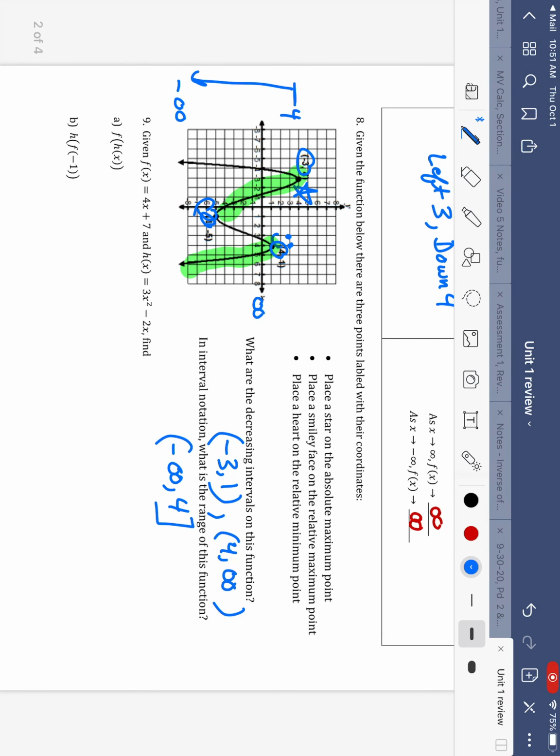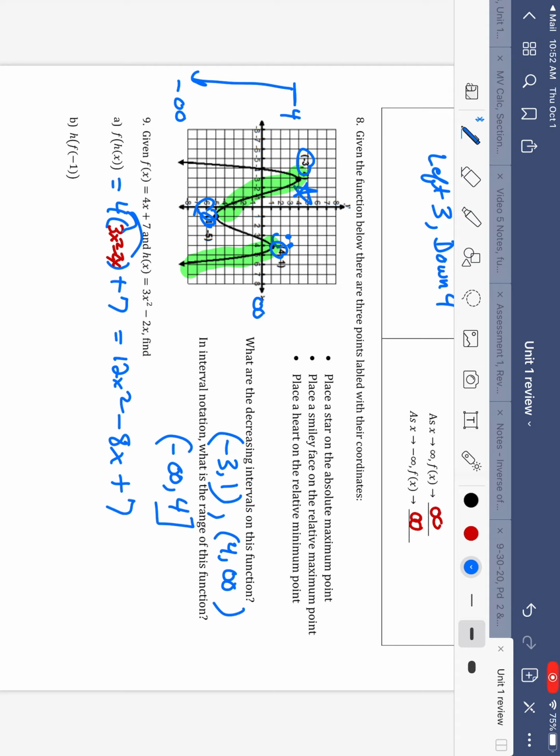Given these two functions, find these two things, f of h of x. So remember, if I'm doing f of h of x, f is the boss. So I'm going to write down 4 times something plus 7. And in that x space, I'm going to put h of x, so 3x squared minus 2x. All right, so now all I have to do is multiply that out. So I get 12x squared when I distribute. Then I get minus 8x, and then I have plus 7, and I'm done because those don't go together.